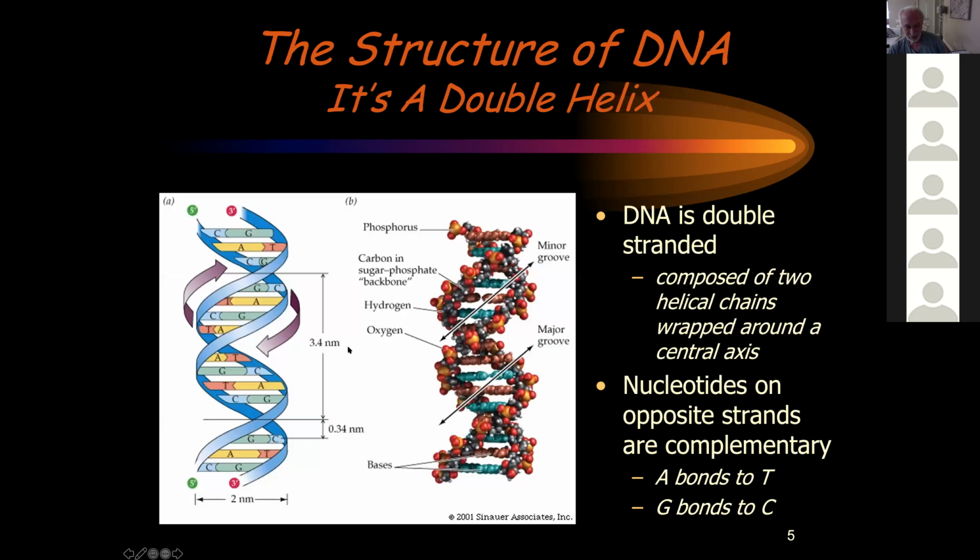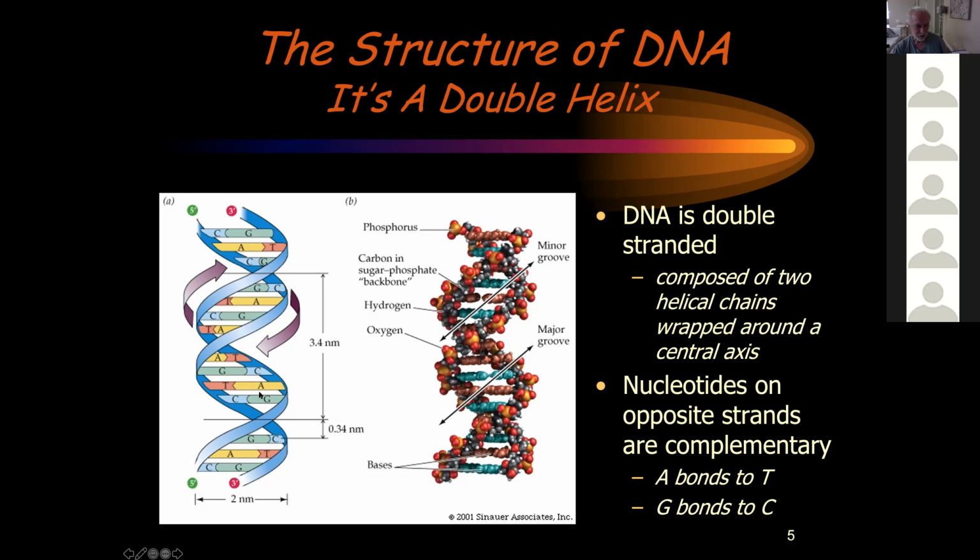Now, DNA is a double helix. It's double-stranded, composed of two helical chains wrapped around a central axis. And the important thing here is that the nucleotides are complementary. The nitrogenous bases are complementary in the two strands. So A always bonds to T, and G always bonds to C. You can see that here on the left, that in every case of an A on one side, there's a T on the other. So there's a G on one side, there's a C on the other.